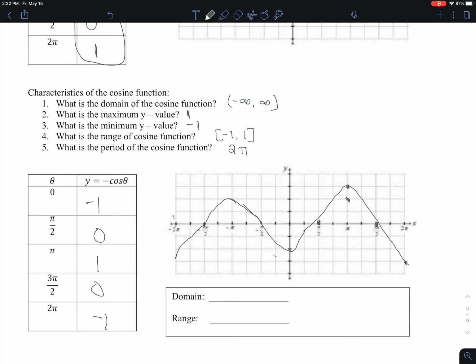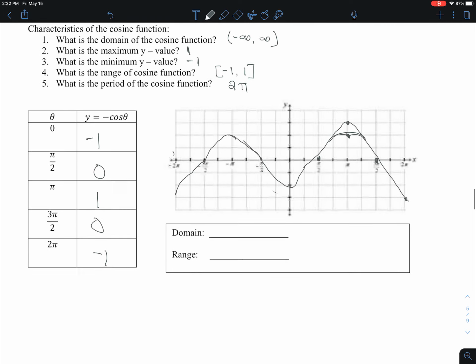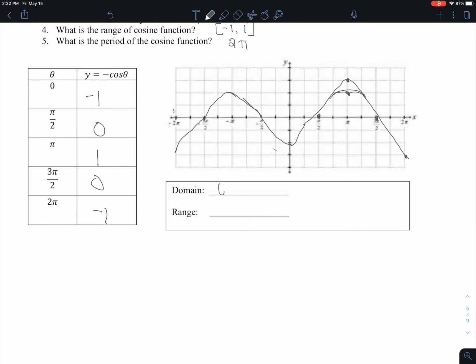And the reason this looks so jacked up is because I went up too far. This should come down here. I was wondering why that looked like that. But never mind, that's what it looks like. And once again, our domain would still be all real numbers, and our range would still go from negative 1 to 1.